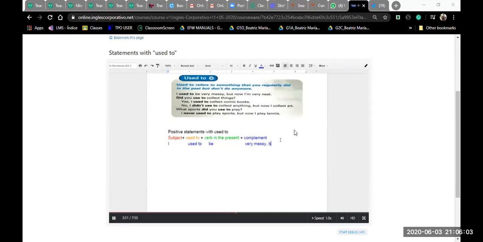Very messy, but now very neat. There we go. So the subject in our sentence is I. I'm going to go ahead and play with the colors right now. This follows used to. And then we have the verb to be.